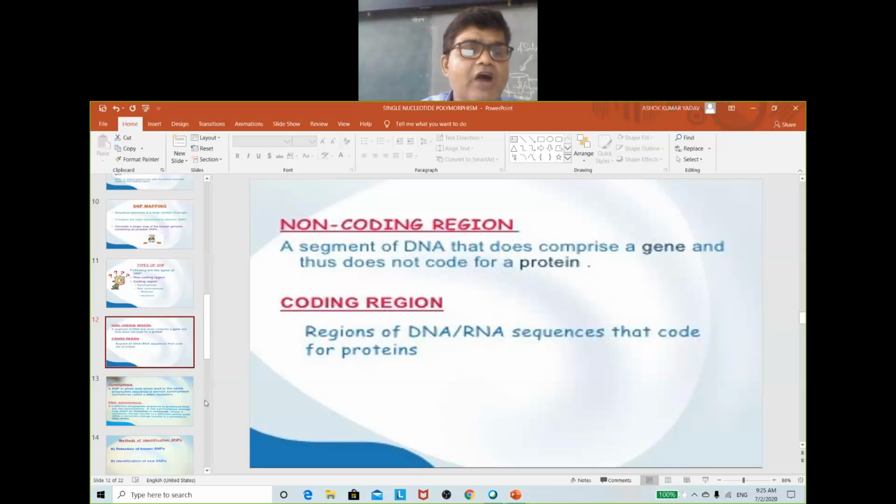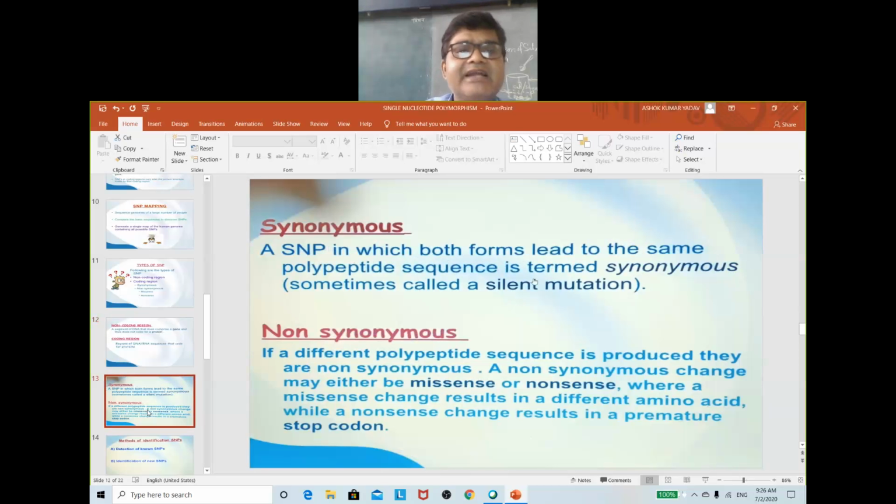Okay, so now come to the types. That is the second type of SNP. One is synonymous, and one is non-synonymous. One is the SNP present in non-coding region, which has no importance, only for forensic purpose. The second is the SNP present in coding region.